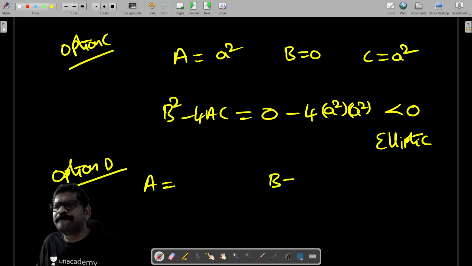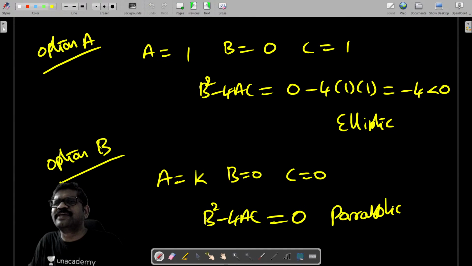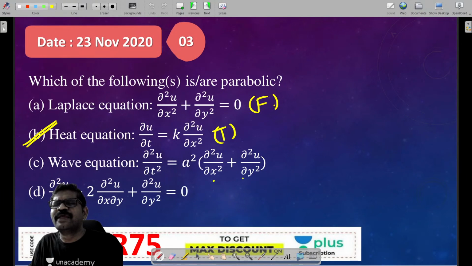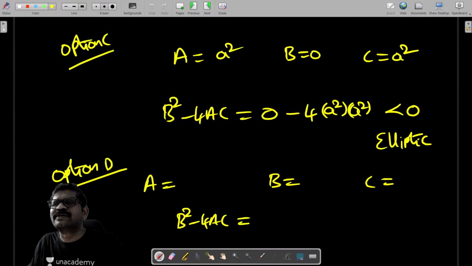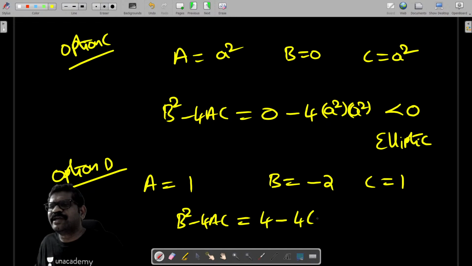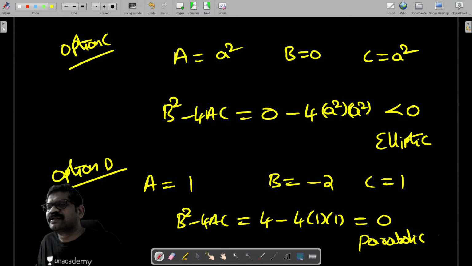A, B, C, B square minus 4AC, we have to calculate. Now, what are the values in option D? A value is 1, B value is minus 2, C value is 1. B square is 4, 4AC is 4. 4 minus 4 is 0. Then it is parabolic. So, the last option is also parabolic.